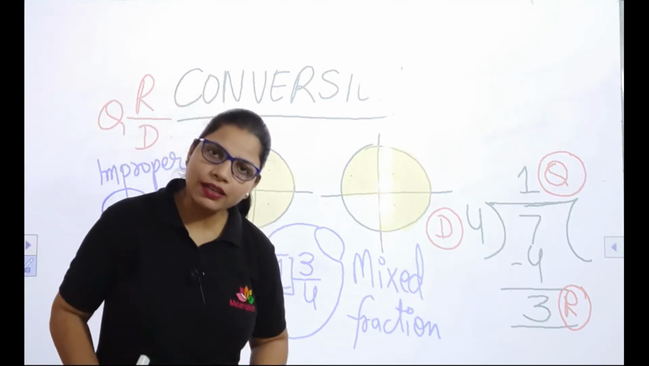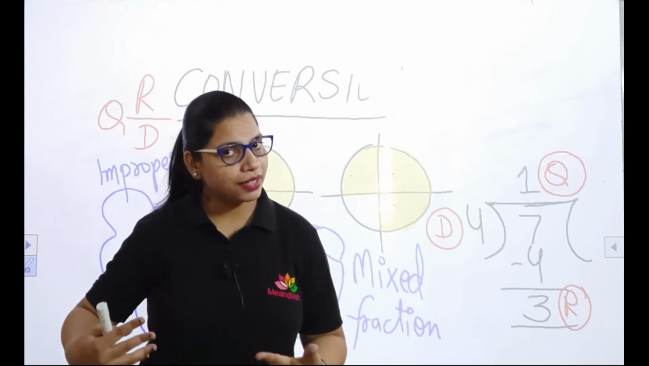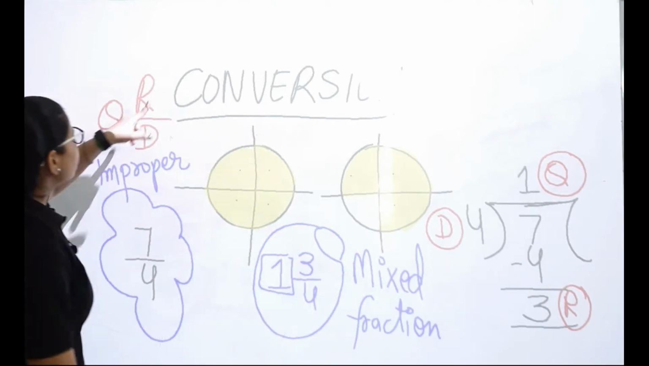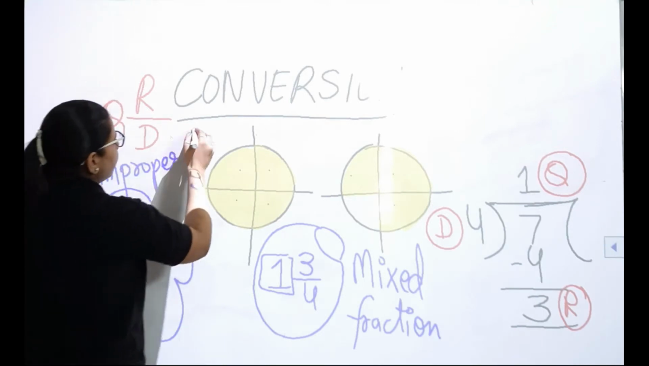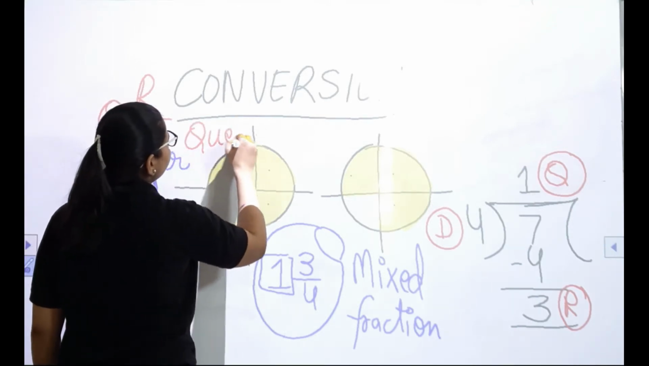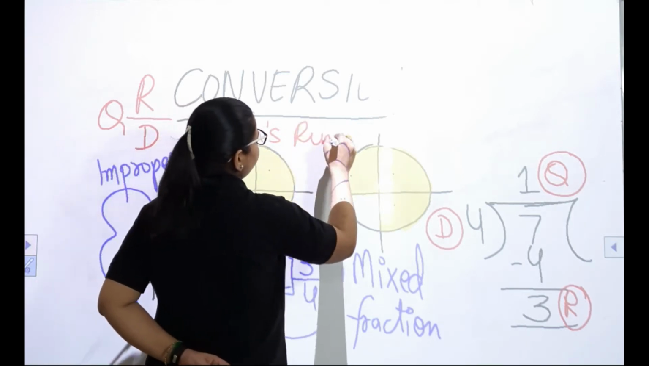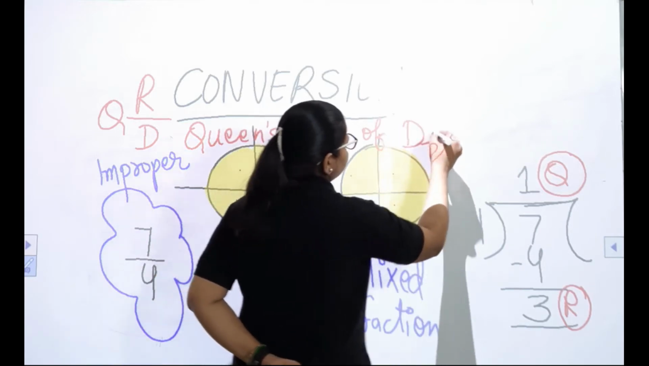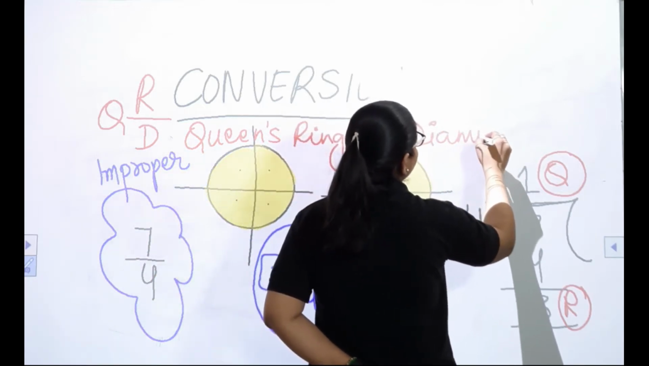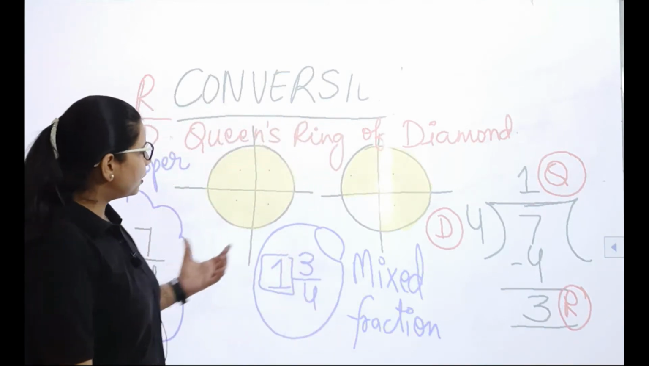Queen wears a diamond ring. So diamond is fixed. Who wears the diamond ring? Queen. Queen's ring of diamond. The statement for this is: Queen's ring of diamond. So you have to remember this code for converting an improper into mixed.